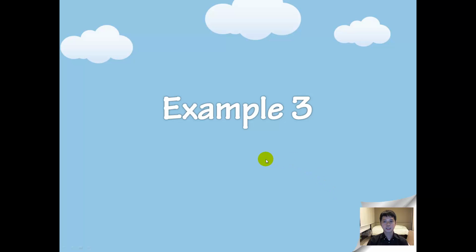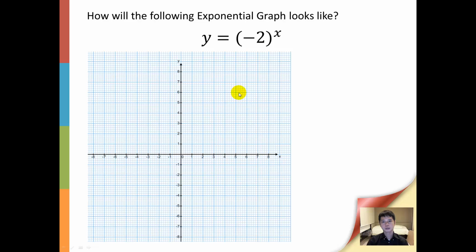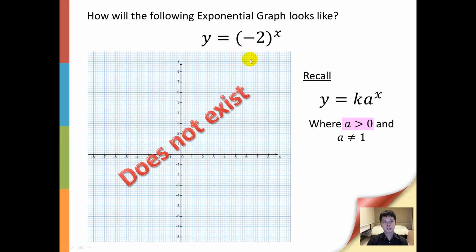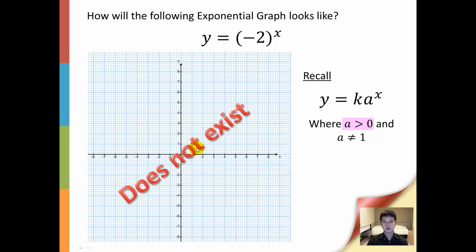Let's look at a third example here. Can you guess how this curve will look? Recall that the equation of an exponential function will look like this. So, how would this curve look? Yes, since a must be positive, and in this case a is negative, such a curve does not exist.